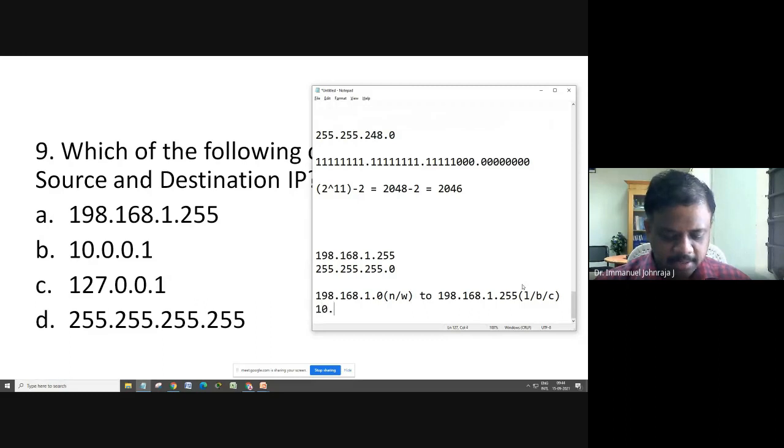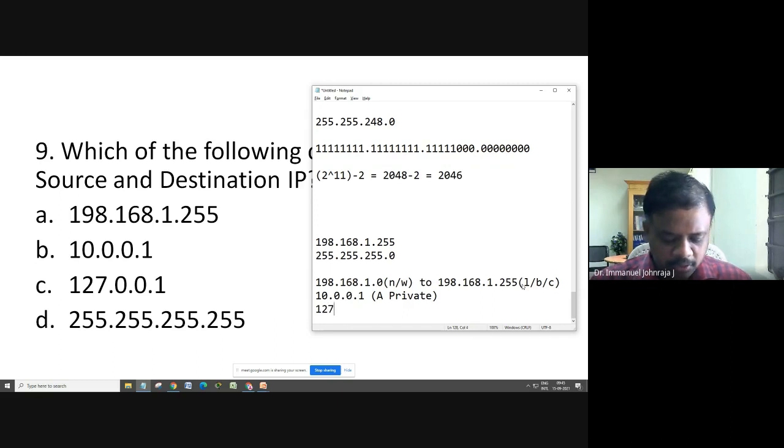Second is 10.0.0.1. What is this IP? This is a valid IP for me. It is a class A IP, and this is also a class A private address, because it is 10.0. Can this be used? For me, it can be used, but anyway, we look at the remaining two and come back. The third one is 127.0.0.1. What is 127.0.0.1? Yes, you are right. This is called the loopback IP.